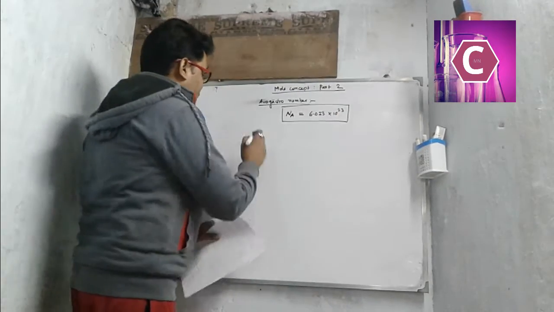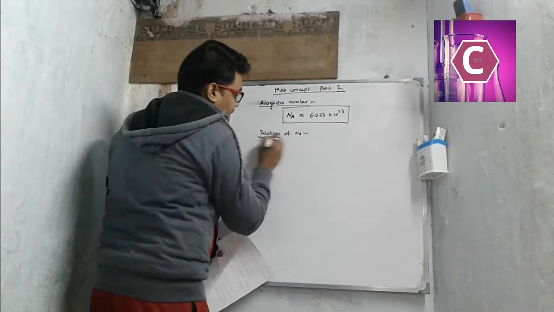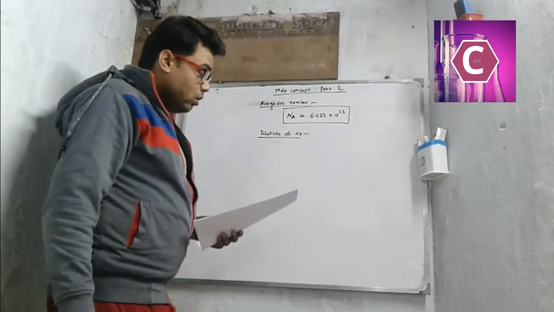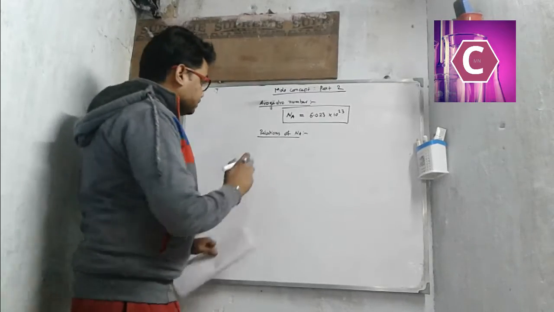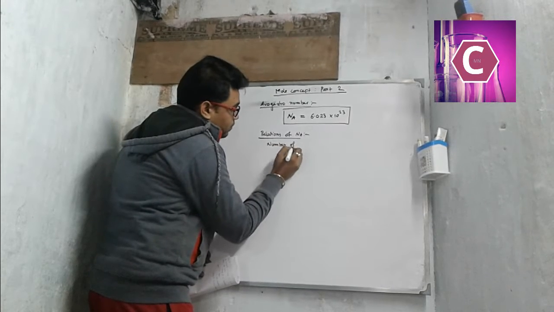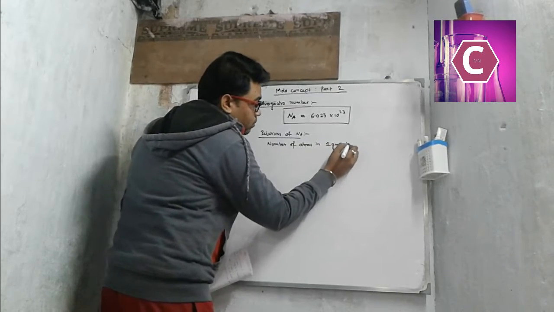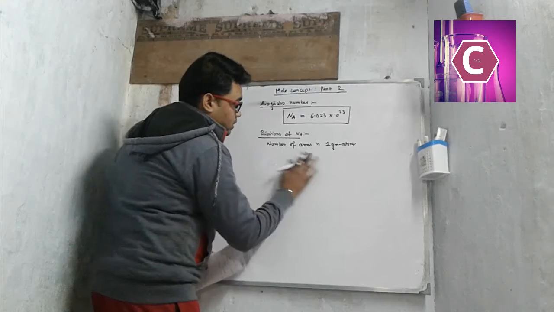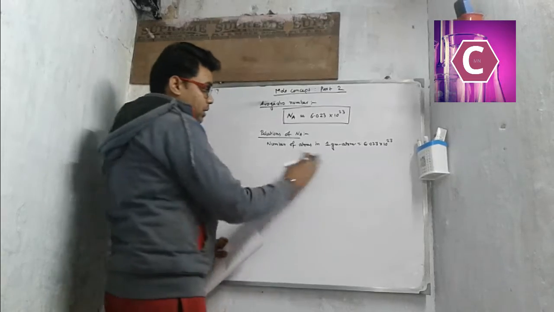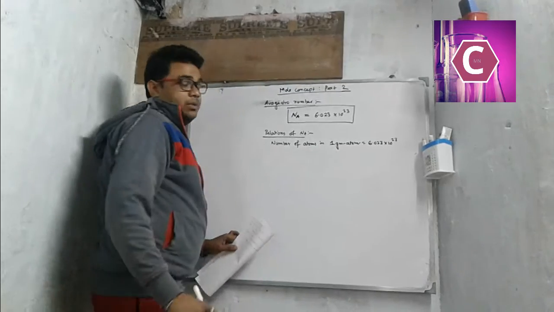Okay. Now the relations. What are the relations of N_A? The relations of Avogadro number with gram atom, gram molecule or gram ion are as follows. Number of atoms in 1 gram atom is equal to 6.023 into 10 to the power 23. So, this is the number of atoms present in 1 gram atom of an element.